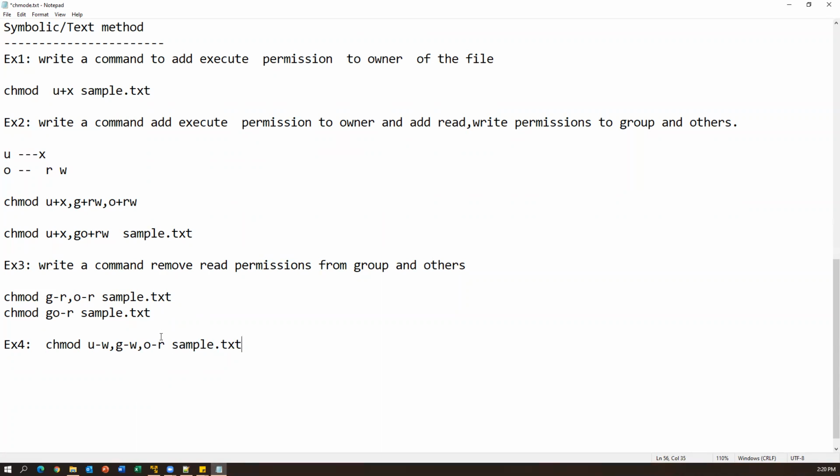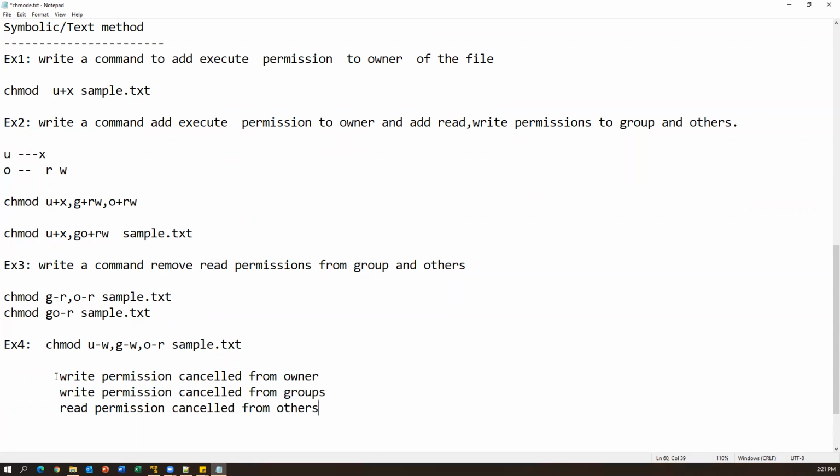So what does that mean? Write permission we are removing from users. Write permission we are removing from the groups. Read permission we are removing from others. So this is the meaning of this command: write permission is cancelled from the owner, owner meaning user, write permission is cancelled from the groups, and read permission is also cancelled from others, on the sample.txt file.